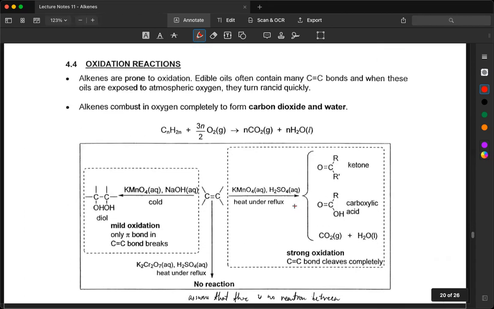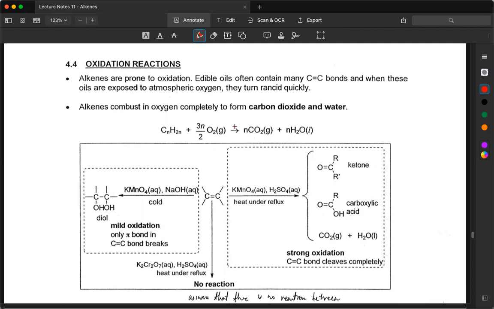For oxidation reactions, we understand that alkenes are actually prone to oxidation. Like edible oils have many C=C double bonds, and when these oils are exposed to atmospheric oxygen, they will turn rancid quickly. Okay, meaning they will actually break down. So alkenes actually combust with oxygen completely to form carbon dioxide and water. I'm sure you know how to write this.